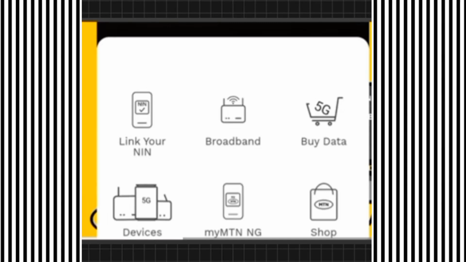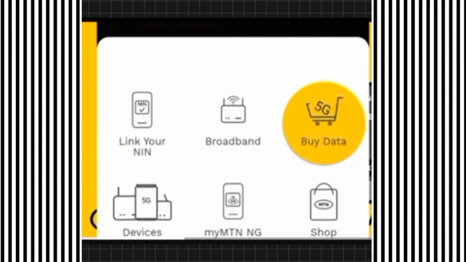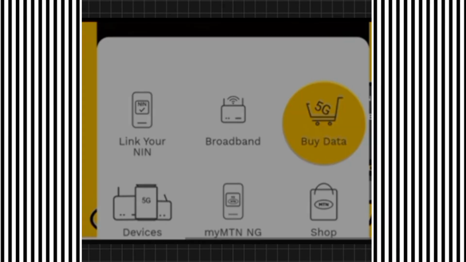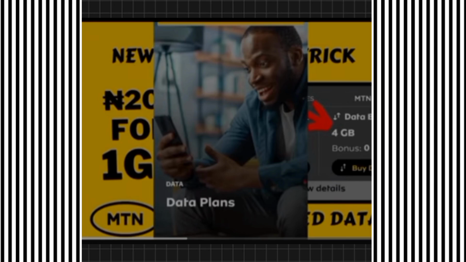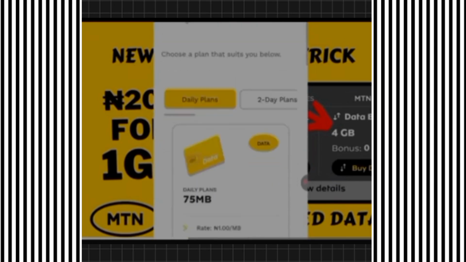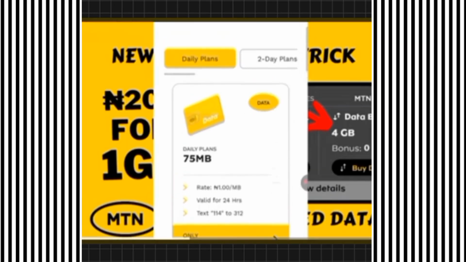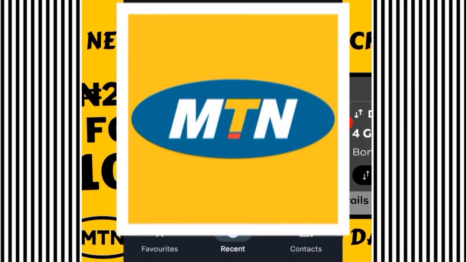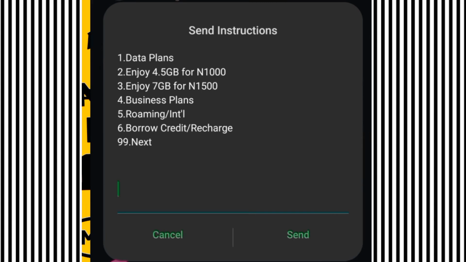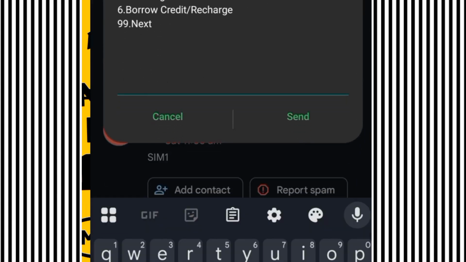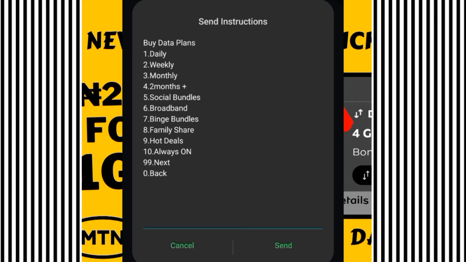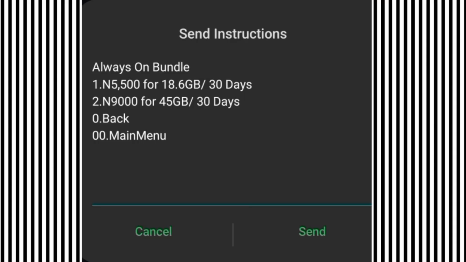So I'll start with the MTN users. This plan I'm revealing to you guys is for those that use a lot of data in a month. If you use a lot of data in a month, I'll advise you go for this plan. To access it, just come to your dialer and dial star 312 hash. Once you dial that, go to where you have data plans, then go to where you have Always On, which is number 10. Can you see this is the plan?